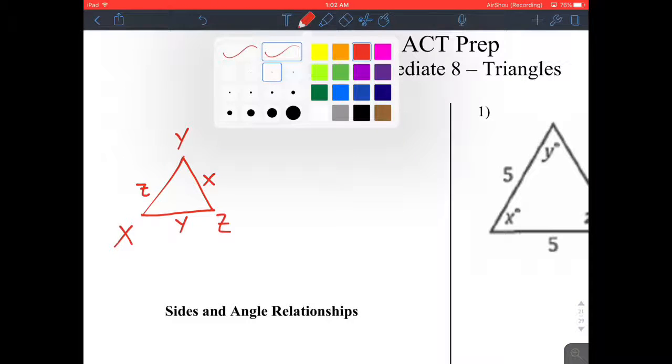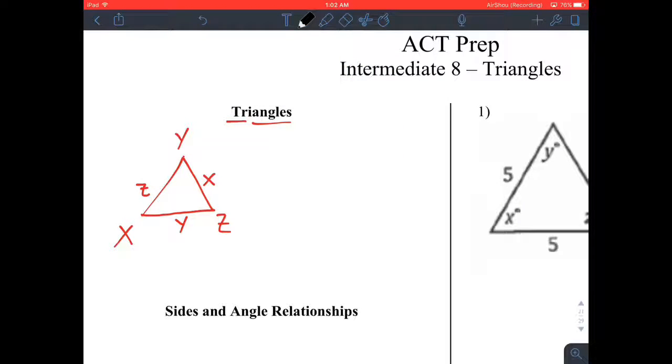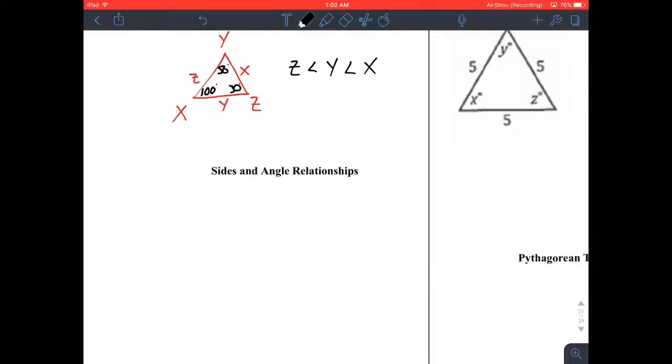So if I tell you that angle x is 100 degrees, and angle y is 50, and angle z is 30, we don't know what the lengths of the sides are, but we do know that z is the smallest, y is the next smallest, and x has to be the biggest side. Sides and angle relationships.